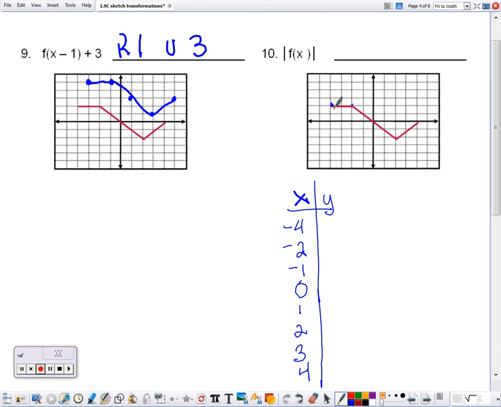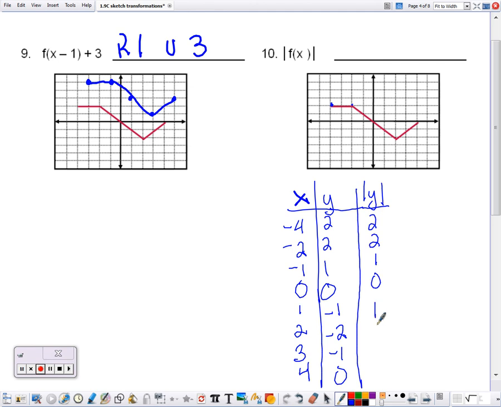And the corresponding y values, because now when I go to graph it, I want the absolute value of f of x, which is really the absolute value of y. So I'm going to take all of these coordinates and take the absolute value of the y. So when I go to plot my graph, I'm going to use the x and the y values.